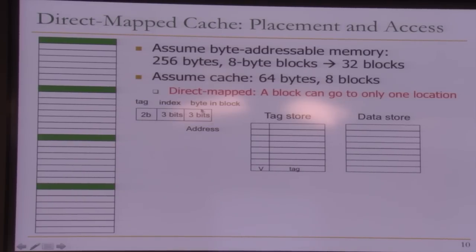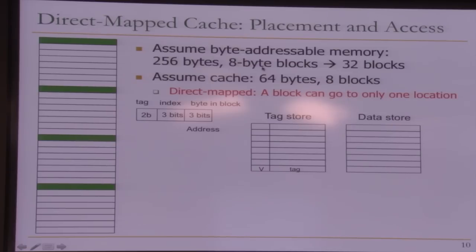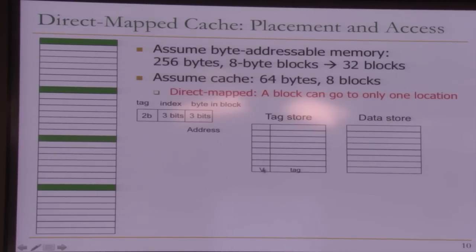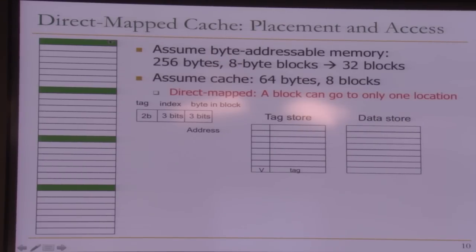And this is what our address looks like, right? Basically, we have an 8-bit address, right? Because a byte addressable memory, 256 bytes, that's 8-bit address. And 8-byte blocks means 3 bits at the bottom of the address. Whenever you do a load, they specify which byte in the block that you're accessing, right? Or which byte your access starts from if you're accessing multiple bytes. And the next 3 bits can be your index. Because we have 8 blocks in the cache, and this is direct map, basically we can identify those 8 blocks by using these 3 bits. Okay? And if you look at this now, these 4 blocks in memory map to the same location in the cache. Right?